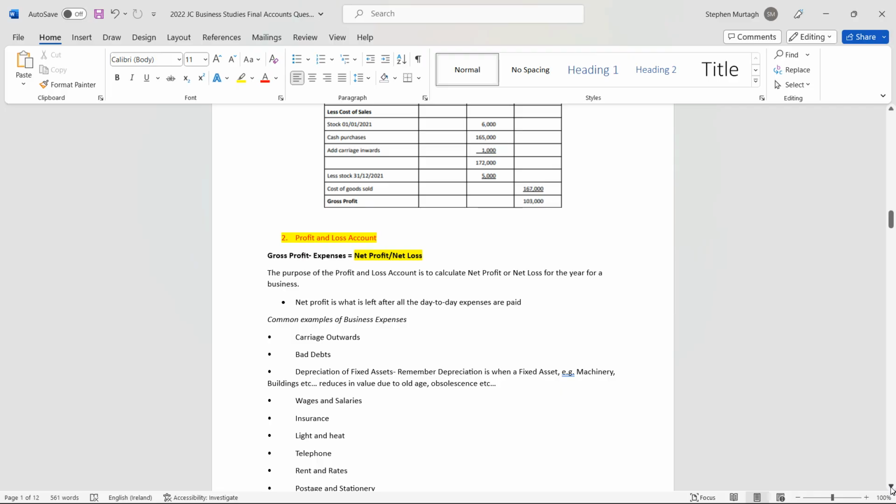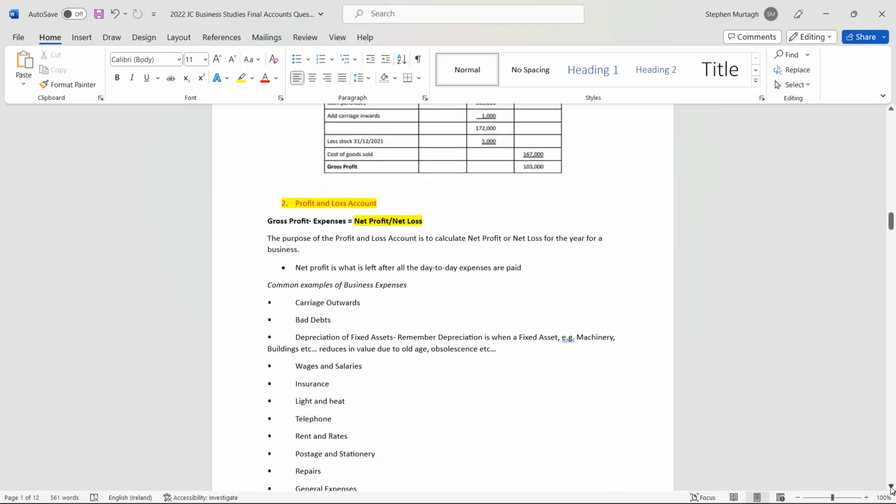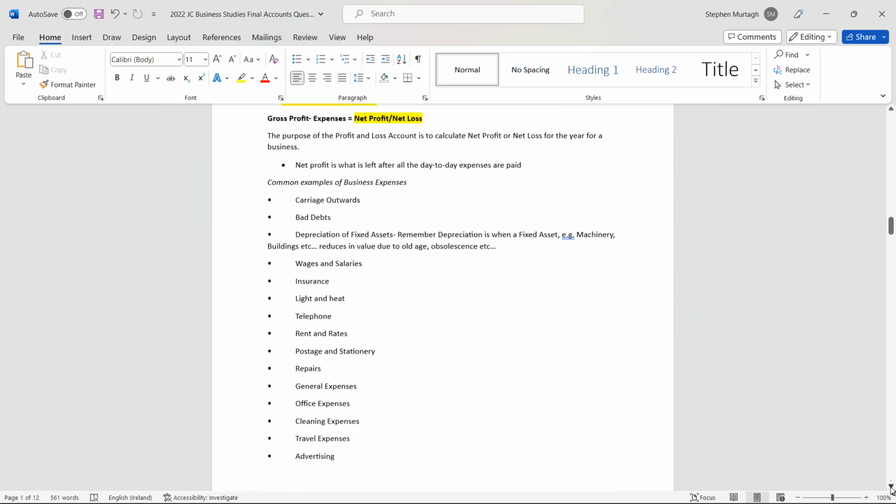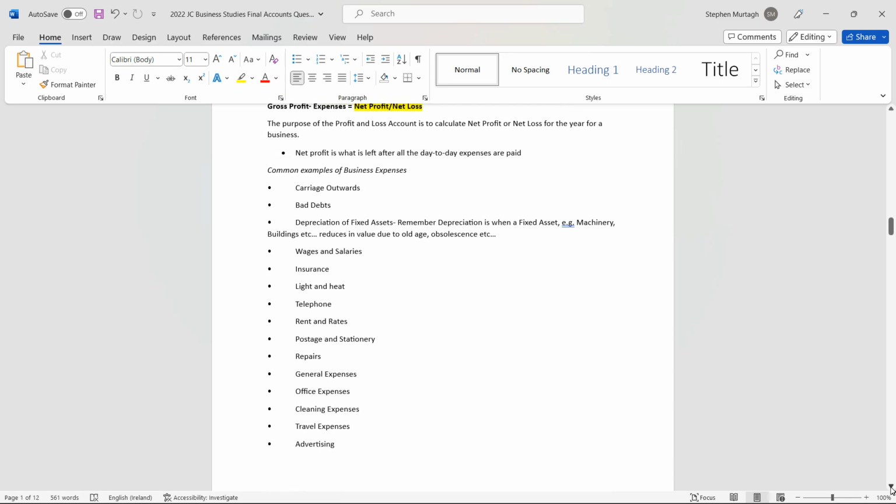Depreciation. So in this question, we'll see equipment in just a moment. So when an asset loses value over time, maybe due to old age or obsolescence, in other words, no longer in use, that's what obsolescence means. That's obviously an expense for a business as well. They have to write that off. And then other common ones, you should be familiar with: wages, salaries, insurance. You can see a huge list of them there anyway in a business. So what you'll do with your gross profit is you'll subtract whatever expenses they've given to you in the question, and that will be your net profit.